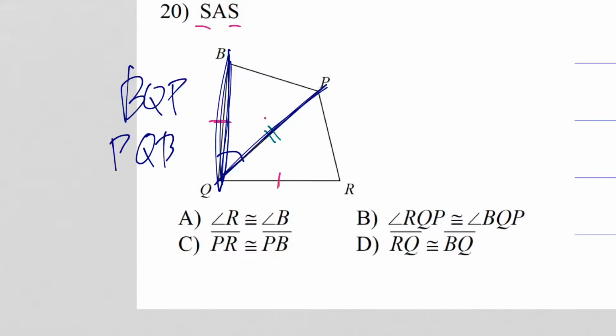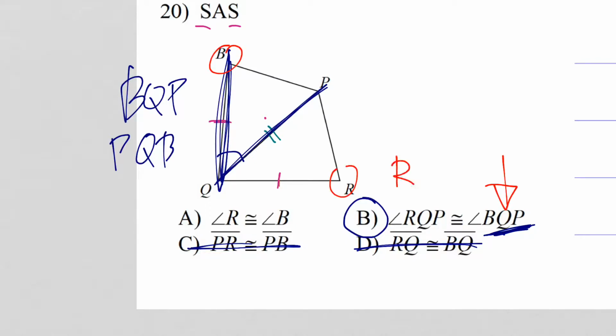BQB is right here. It can't be sides. I don't care about the sides. So for sure, it's going to be B. The other angle that's the same as BQP would be R. B is the same as R. So it would be R. Q is the same as Q. And P is the same as P. So that's one. But let me check answer A just in case.